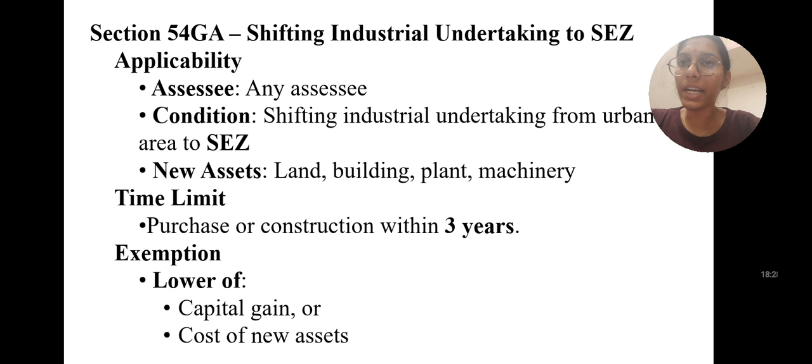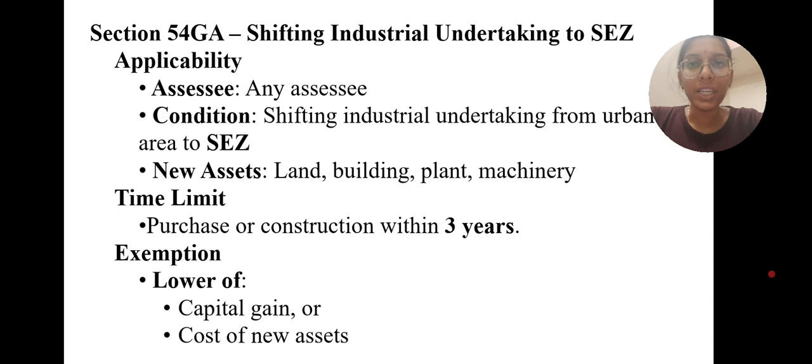Next one is under section 54GA. This is for shifting an industrial undertaking to an SEZ, a special economic zone. When you are operating a business in one particular area, but due to some issues you shift your business from one area to another, and where you shift is notified as a special economic zone, you will have this exemption. Special economic zones are places where often war zones or natural calamities occur.